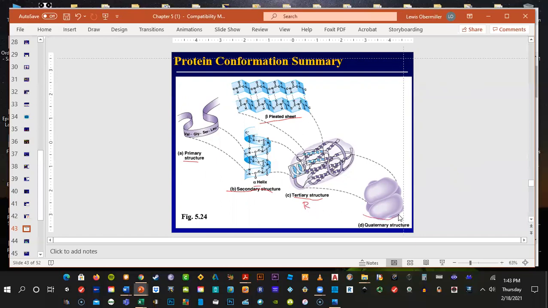And then quaternary structure, that's when two or more of these proteins come together. So it's just showing you this is one subunit, right? But this particular protein looks like it has at least three. So you would need three of these to make this, and that's quaternary structure. Any questions about that?